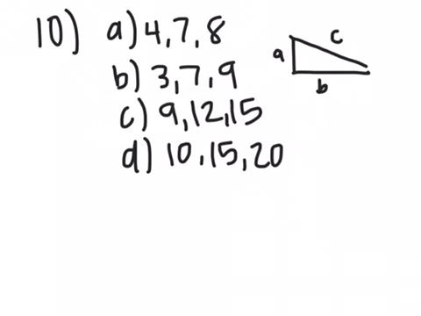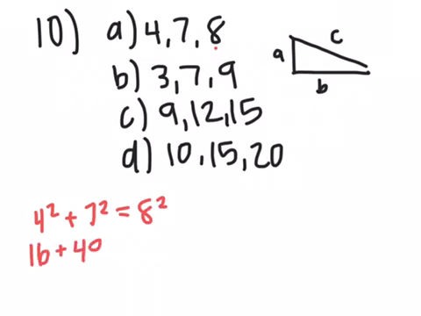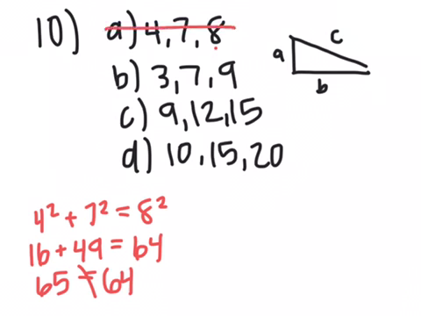So on problem number 10 on your pretest, you have to figure out which one is a right triangle. Now, to do this, we're just going to plug and chug. So remember, the largest number is your c value. So we're going to do 4 squared plus 7 squared equals 8 squared. So we get 16 plus 49 equals 64. So 49 and 16 equals 65. So this does not equal 64. So we know that A is not a right triangle.